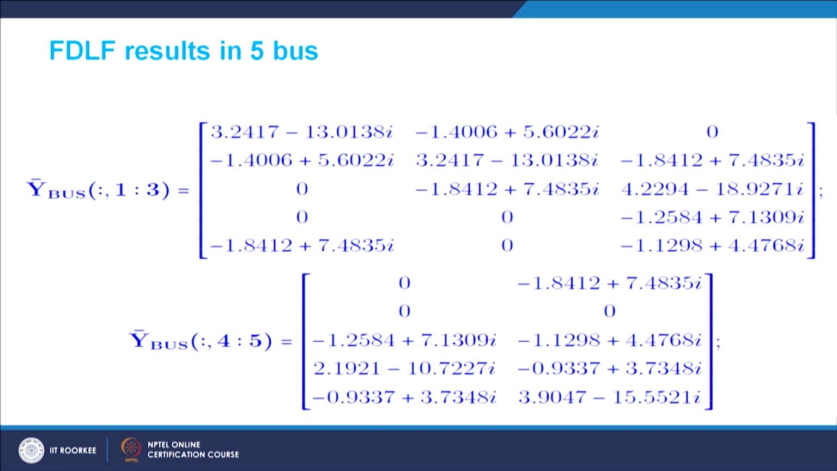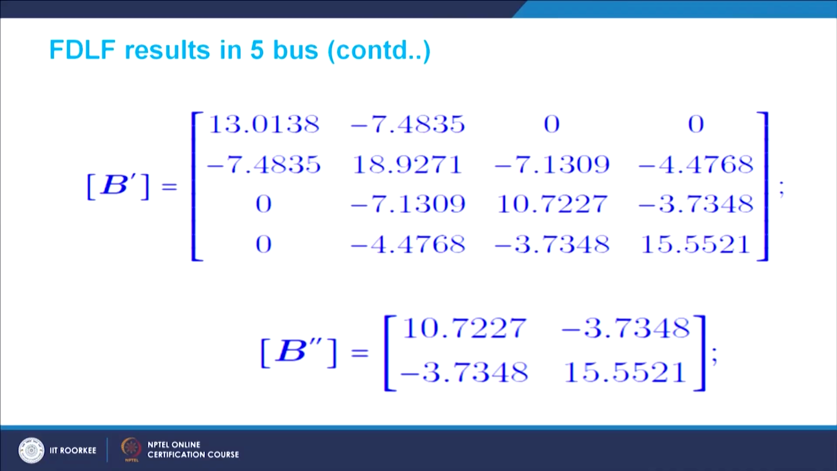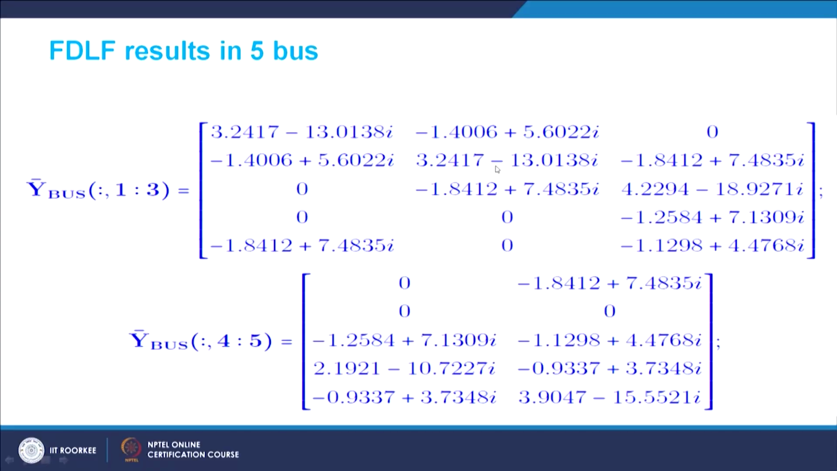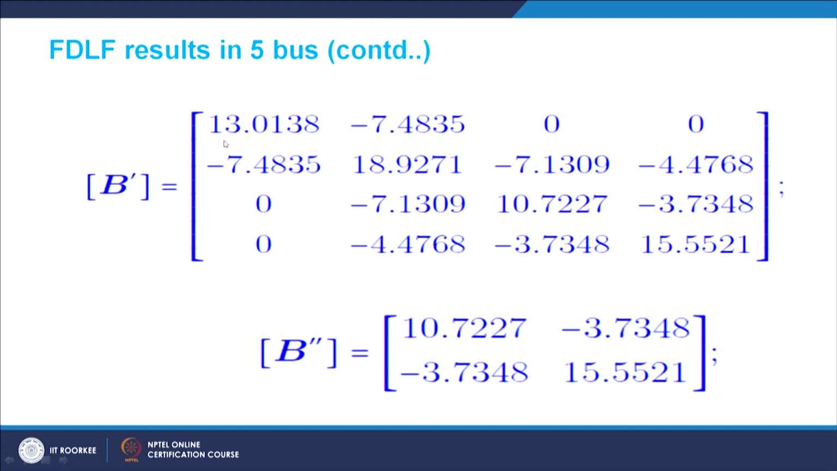So this Y bus matrix is nothing but a 5 cross 5 matrix, which it should be, because we have a 5 bus system, and the dimension of a Y bus matrix is always equal to the number of buses. From this Y bus matrix we form the B dash and B double dash matrices. This is nothing but the negative of these elements. For example, for element 2 2 the imaginary part is minus 13.0138, so the first term is plus 13.0138. Similarly, all the other terms have been calculated.